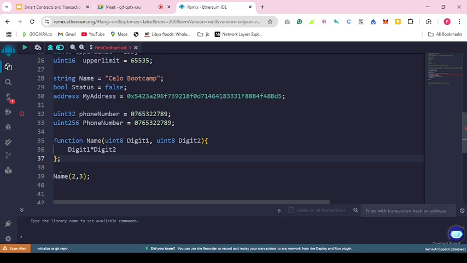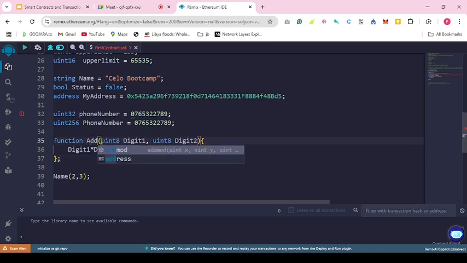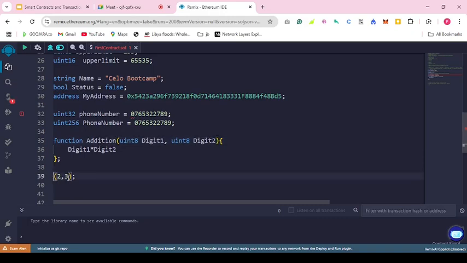When I call this function by its name, and this name can be anything. Perhaps I want this function to be called addition. So even here, I'll change the function name to addition. Okay.